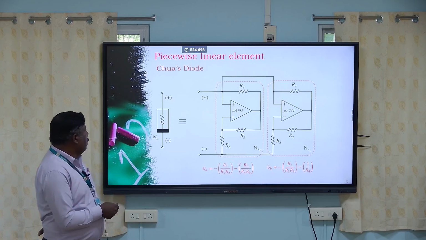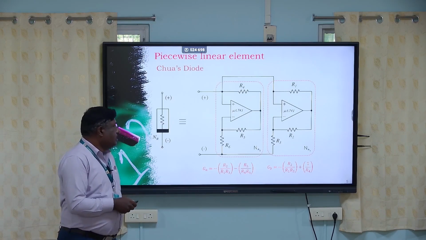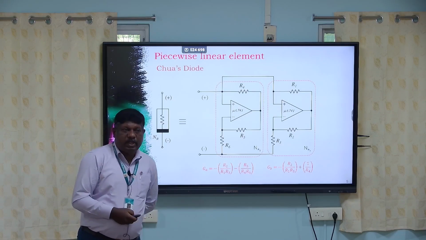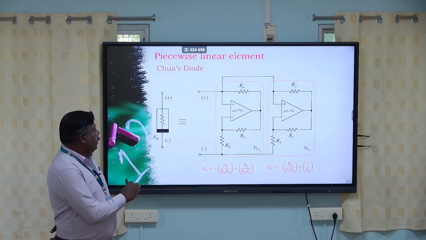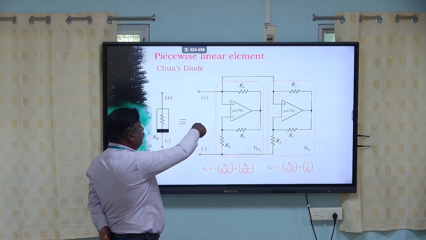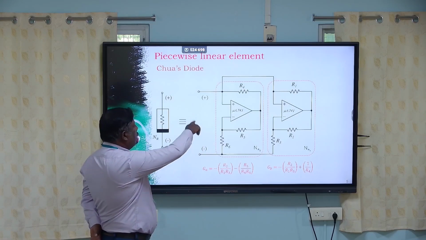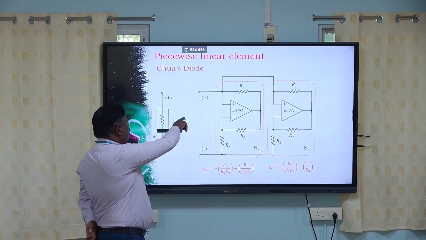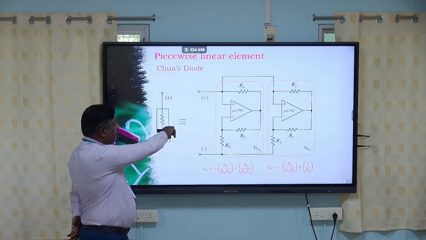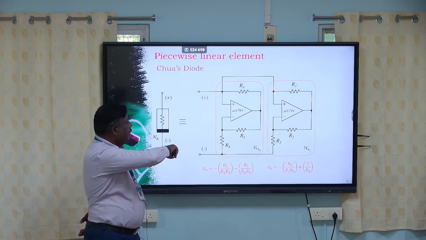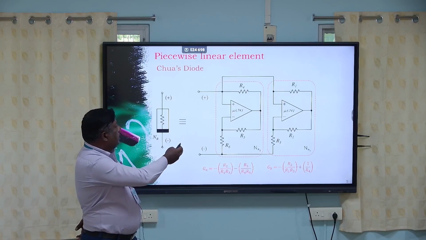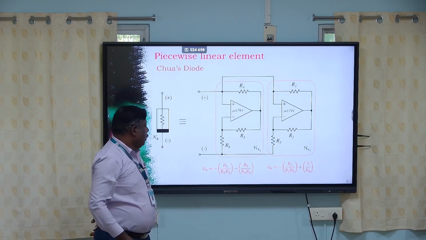This circuit is the Chua's diode circuit. Here we are using 2 negative impedance converters connected in parallel. R1, R2, R3 are connected with one operational amplifier, that is one NIC, and R4, R5, R6 are connected with another operational amplifier 741. This is the second NIC. So we are connecting the 2 NICs in parallel.